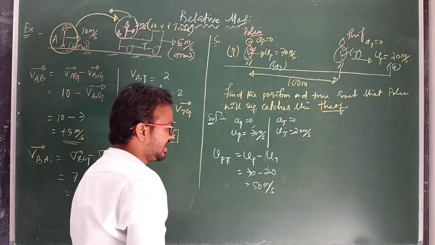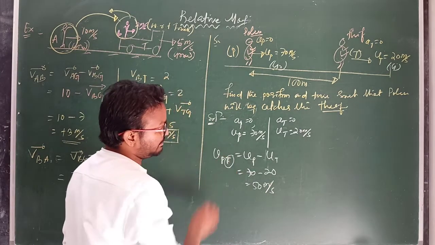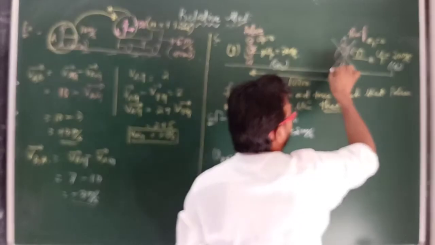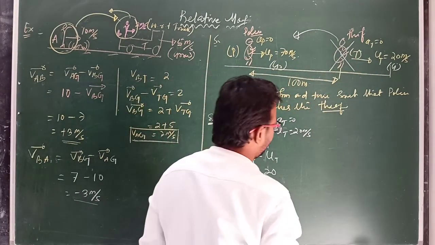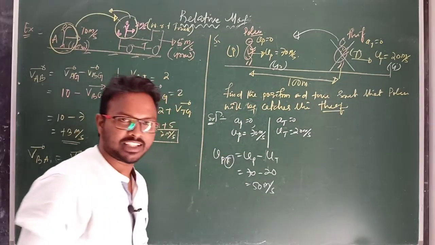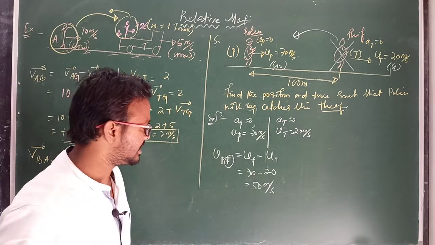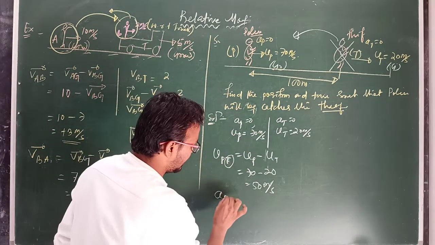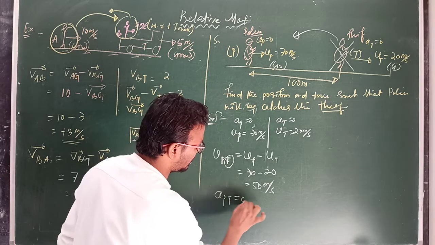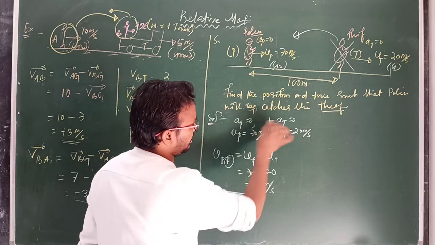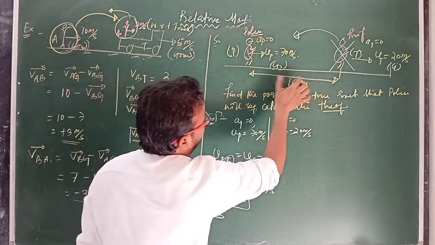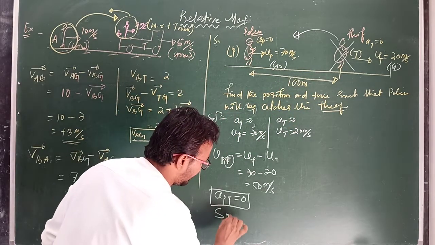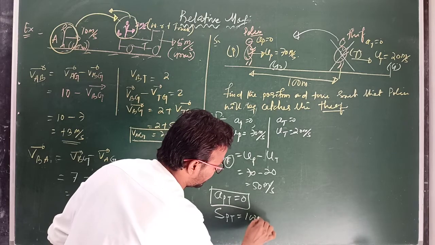which means if an observer is situated at B, at this point, then the observer sees the police moving towards him with a speed of 50 meter per second. This is the relative velocity. So here the relative acceleration of P and T is equal to 0, because this is 0 and this is also 0. Next, the relative displacement, this is the initial displacement between P and T. Now this is 100 meter.